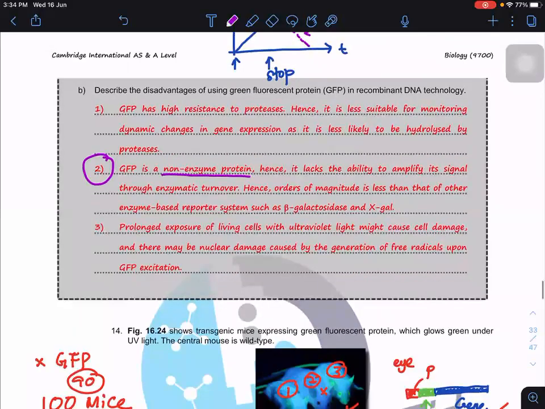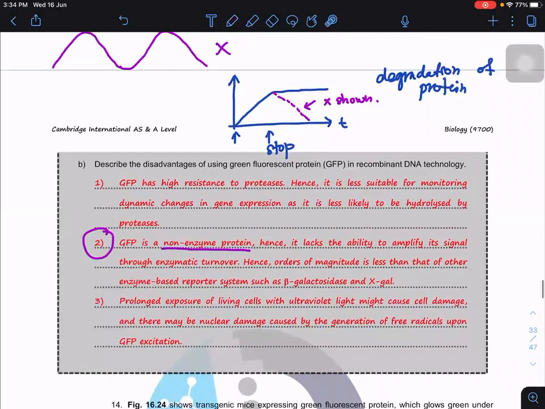Now the last one, because we can actually expose the living cells via UV, and the UV may cause the cells damage. Because in a time point study, every hour we expose to UV, every hour we expose to UV. So over a long period of time, it may damage the cells, or it may cause mutations in the cells. So this again is a limitation compared to the enzyme, the X-gal.